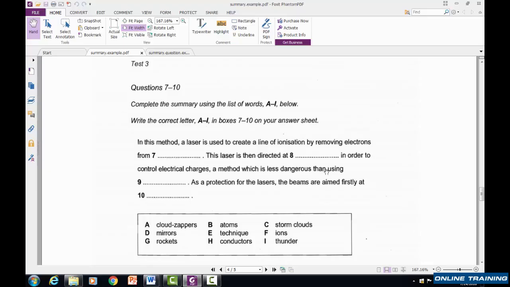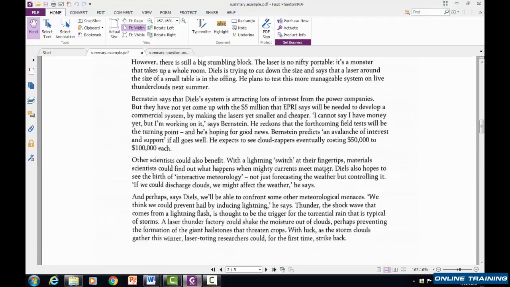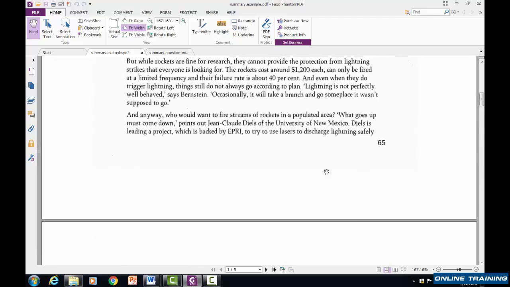So they took information from one paragraph and took information from another paragraph and combined that into one sentence. Wow, that's tricky. That is really, really tricky. We have to find a paragraph that talks about it being less dangerous than.